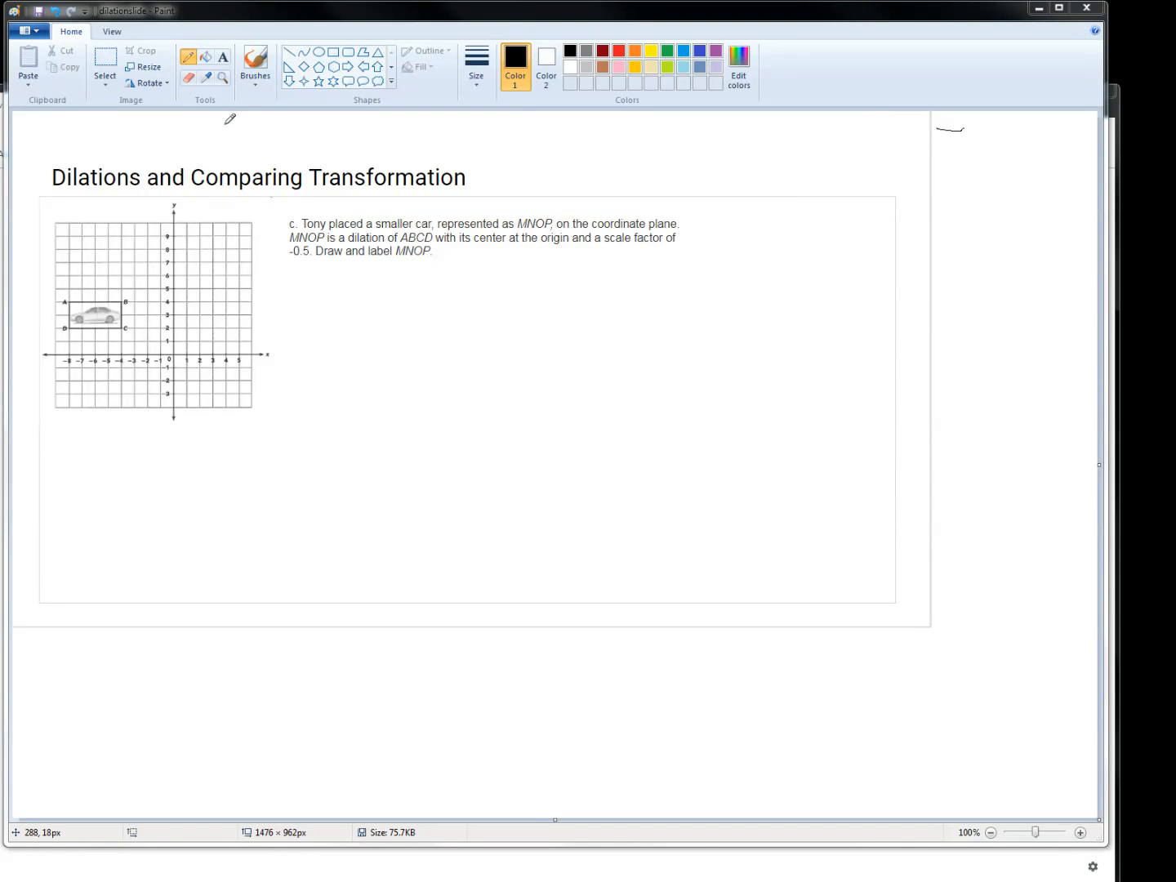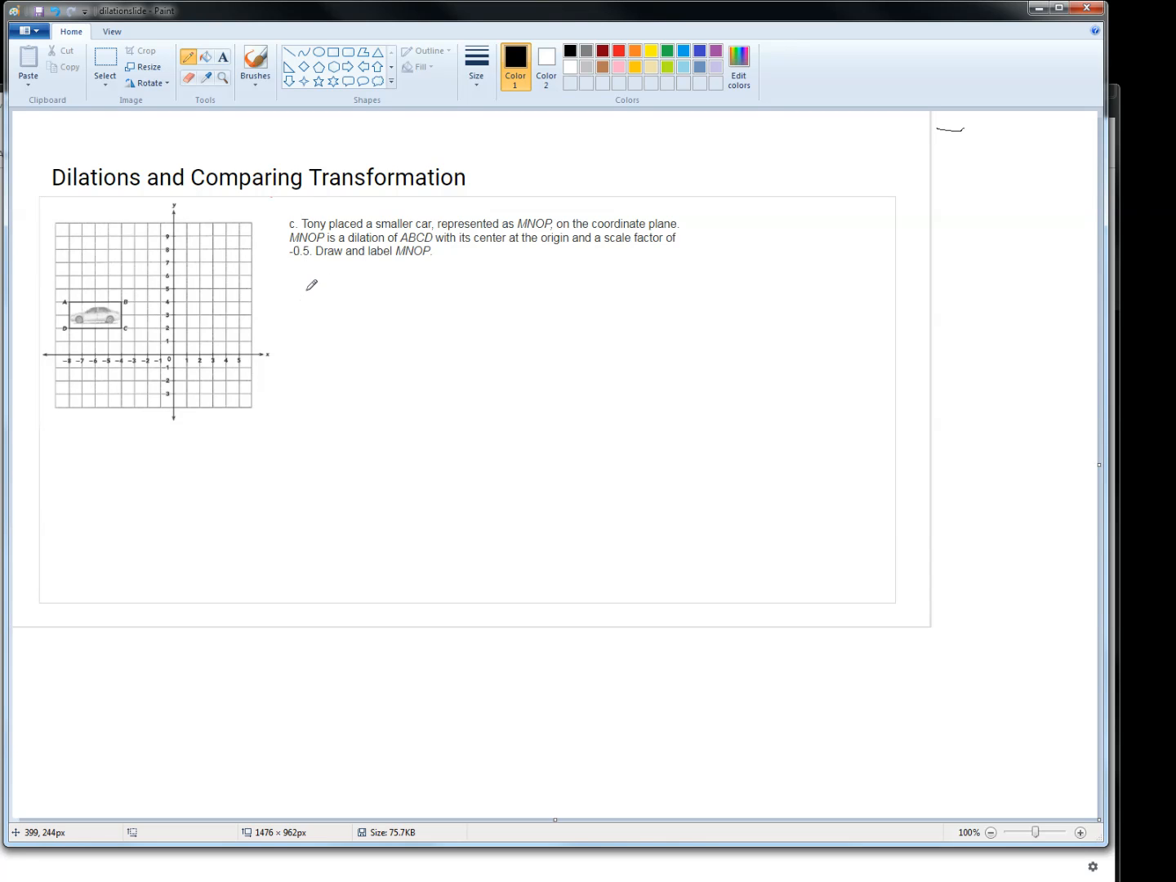Okay, students, today we're looking at the Use for Mastery dilations and comparing transformation. I'm going to teach you how to do it. So this is just the dilation for part C.